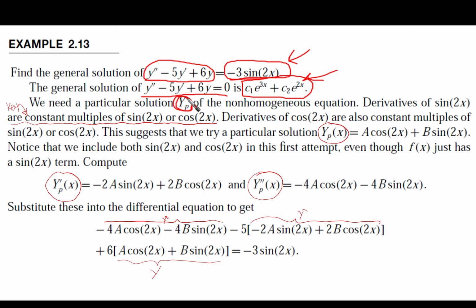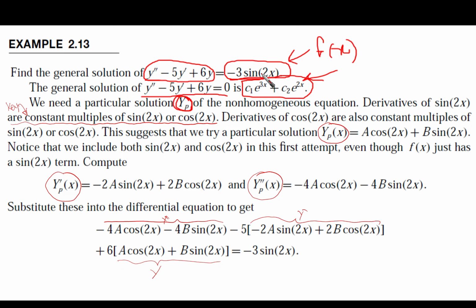We want yp now of the non-homogeneous equation. So look again to this f of x. What do you think about the sinusoidal? One of the things that is very nice regarding sinusoidal is that the derivative of the sine is cosine and the derivative of the cosine is minus sine.